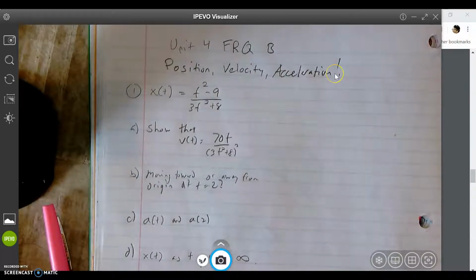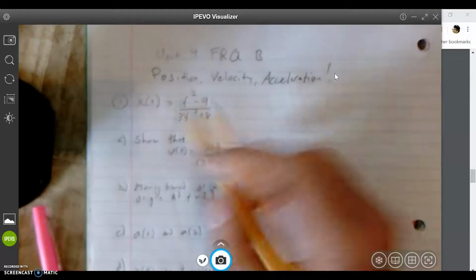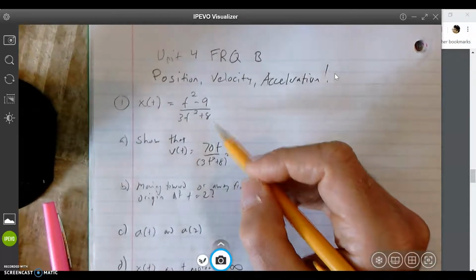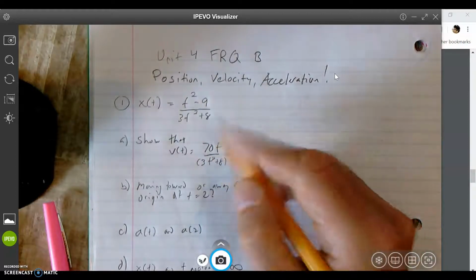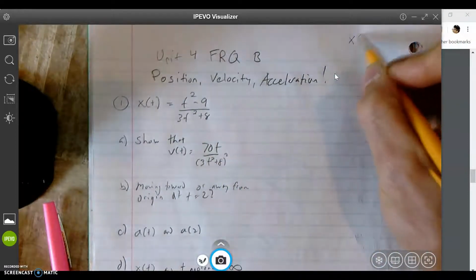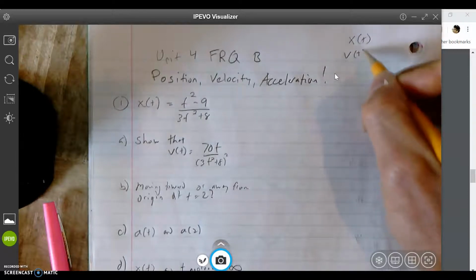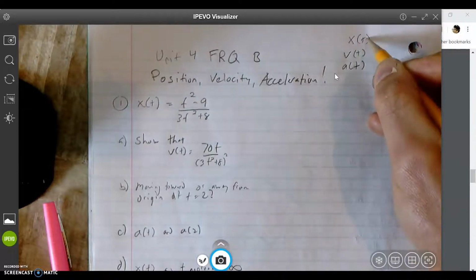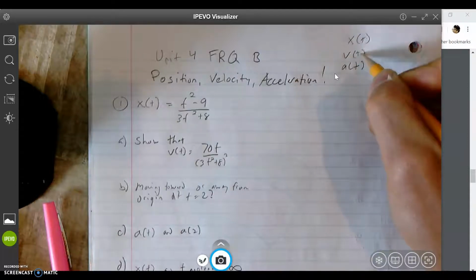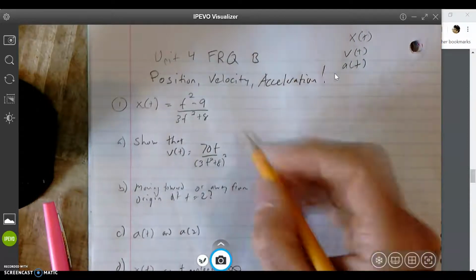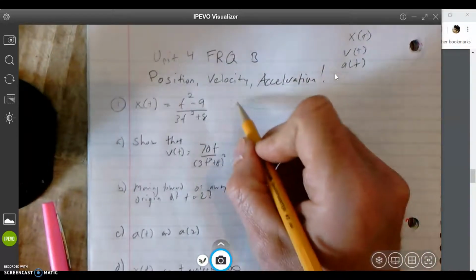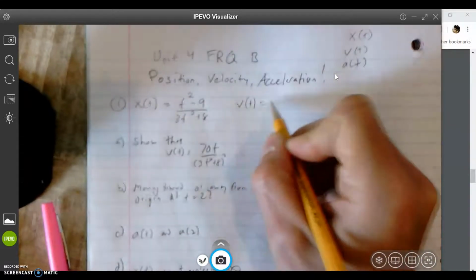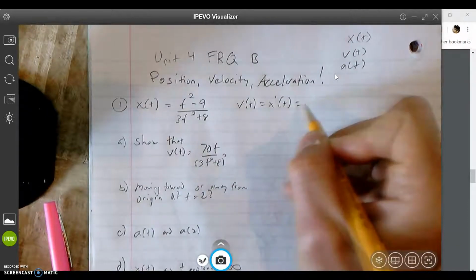So position, velocity, acceleration, very important to review. This is one of the things that is the foundation of calculus and might appear on the AP. So let's try it. I'm going to write here: position, velocity, acceleration. The rate of change of position is velocity. The rate of change of velocity is acceleration. So how do I go from here to here? How do I find this? So I know that v of t is the derivative of the position.